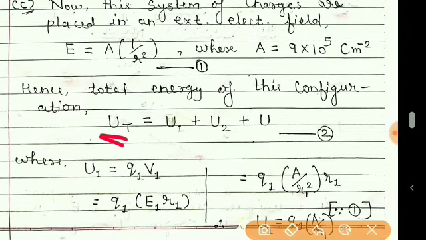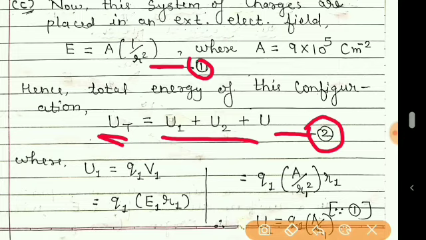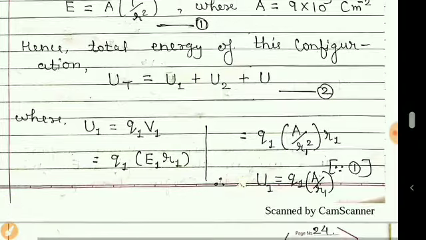The total potential energy in an external electric field will be given by this formula. Let me give this equation number 2. This is equation number 1. And now what is the potential energy U1? It is the potential energy of this charged particle Q1 in an electric field. Now U is equal to Q into V1, that we know, but here a little difference is there.